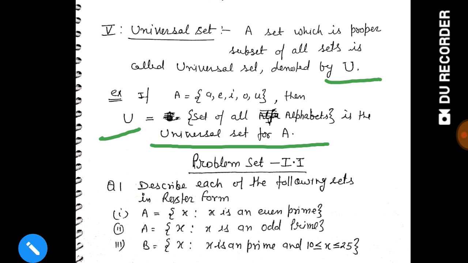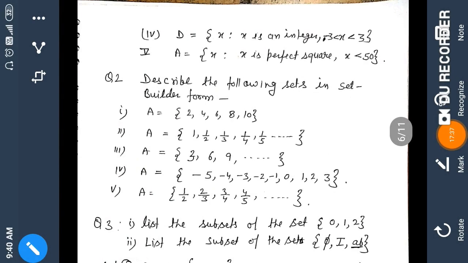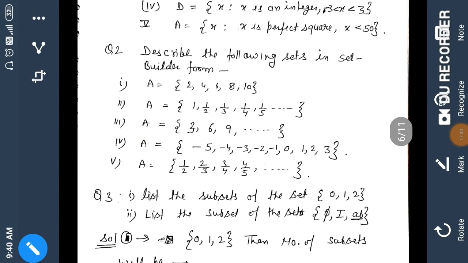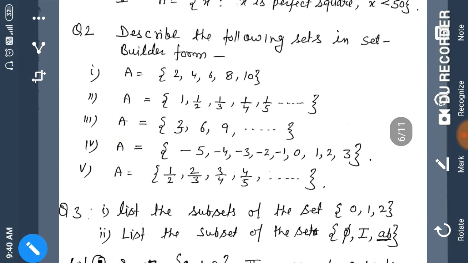There are some questions. Question number 1: describe each of the following sets in roster form. We have to convert to roster form, that is, we have to list all the elements. This is also part of the exercise. Question number 2: describe the following sets in set builder form, that is, write using a rule method. In question 2 we have to write in set builder form, for example 2, 4, 6, 8, even integers. Let's try it yourself. If you don't know, you can ask me. Okay.